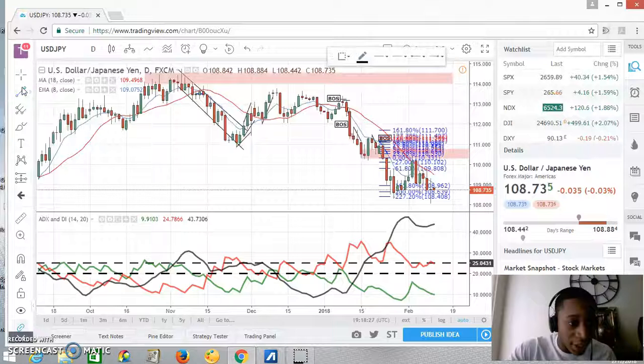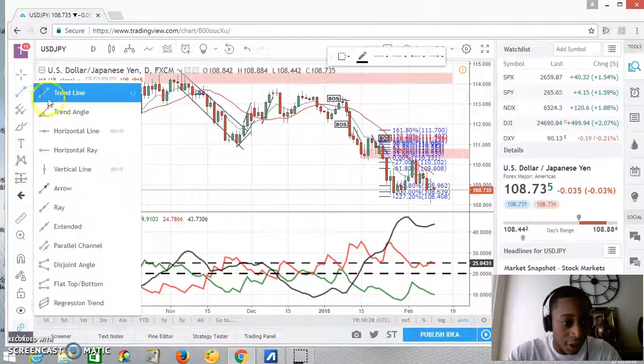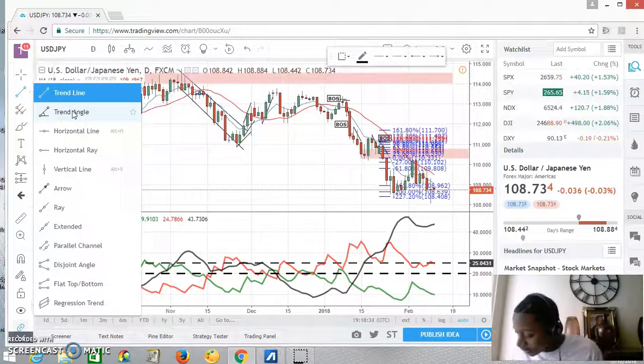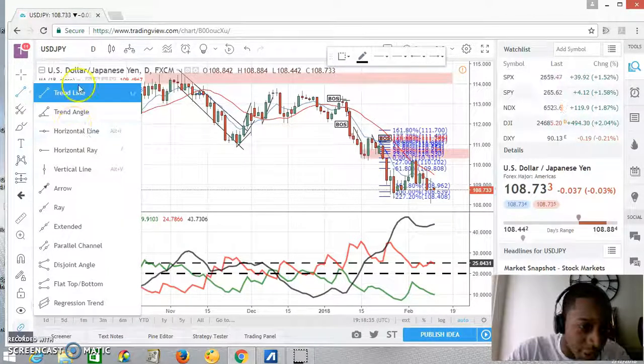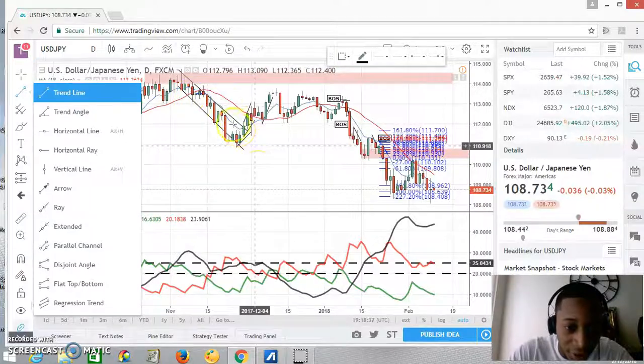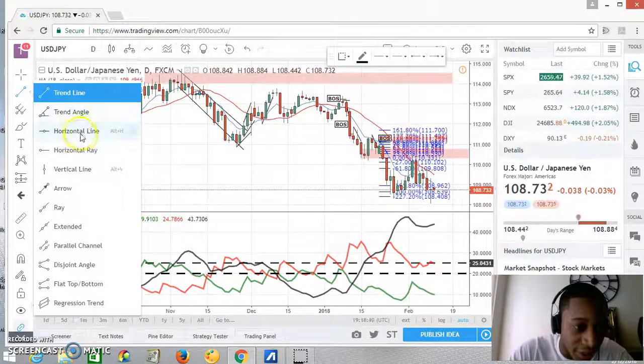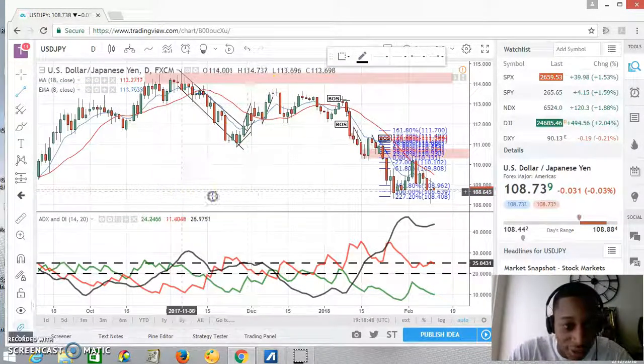Okay. Now let's go here. These are all of our symbols right here. These are the charting tools. So we've got the trend line. Go ahead, draw your trend lines. Got the trend angle, horizontal line, vertical line, ray, disjoint channel. Go ahead, take your trend line and draw it.